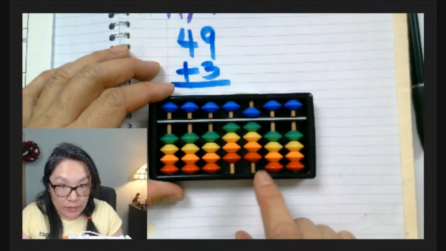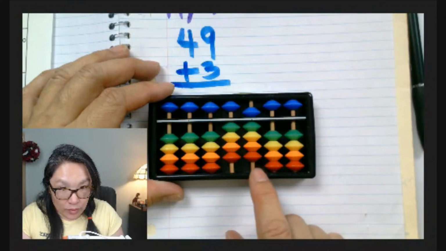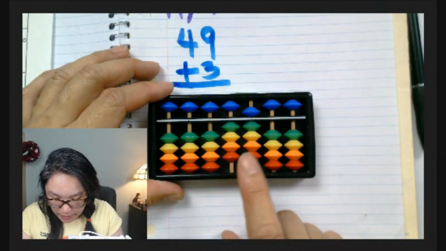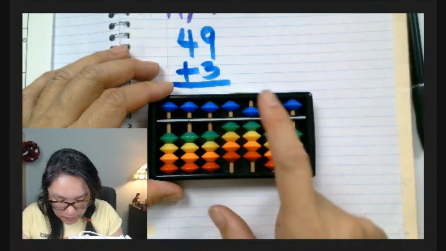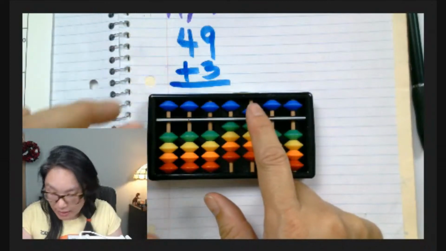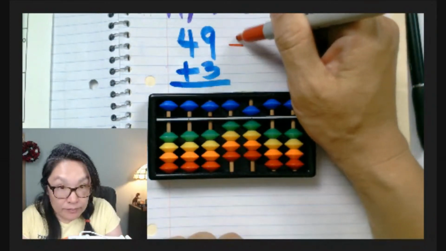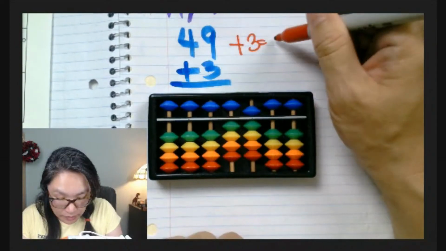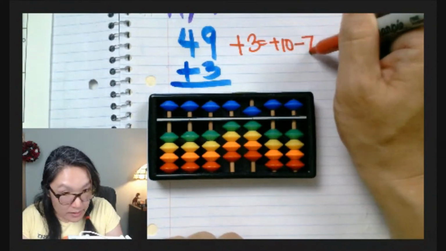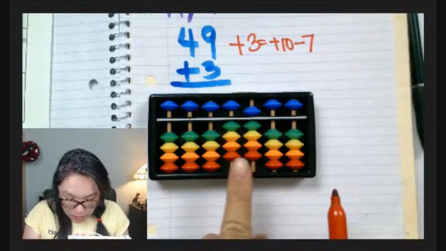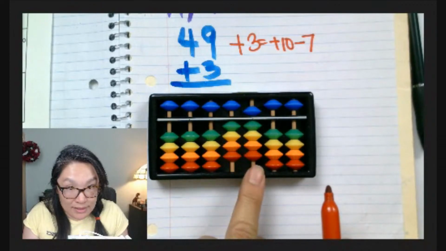Why? Because when we add the 3, what do we want to do? Can we add the 5? No, we cannot add the 5. So we cannot plus 3 here. Plus the 3 is equal to plus the 10 minus 7. So we're going to plus the 10 minus the 7.